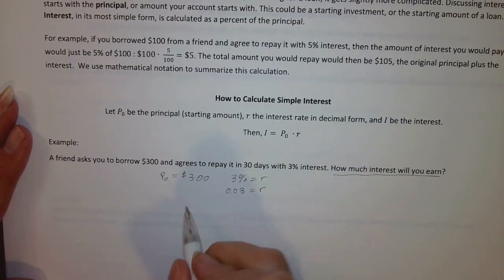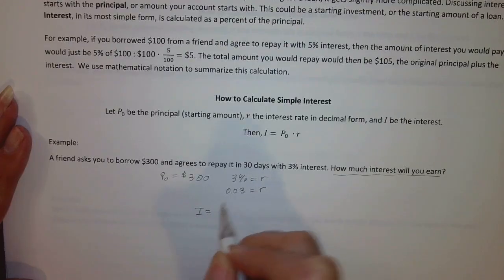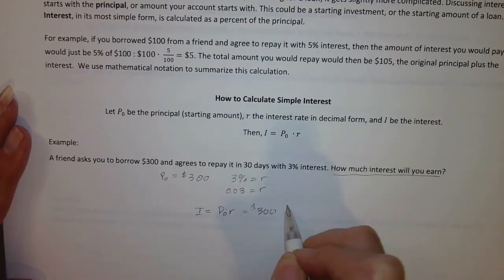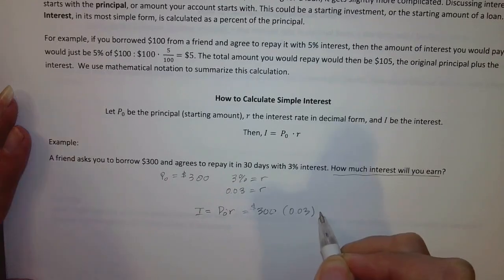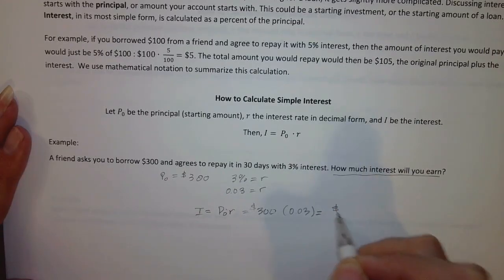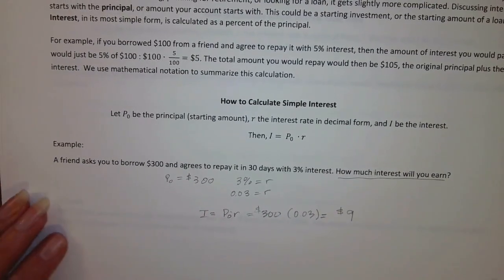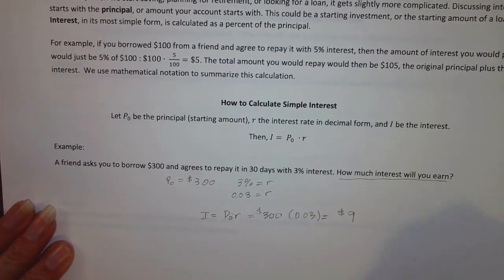Well, if it's simple interest, I equals P naught times R. So it'd be $300 times 0.03, and that would give me $9. So if they borrowed the $300 and pay it back in 30 days at 3%, you will make $9 on that investment or that loan.